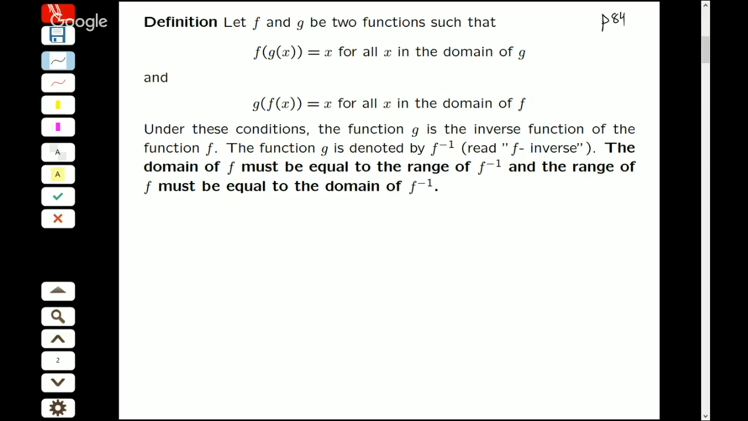So the definition says let f and g be 2 functions so that f of g of x equals x and g of f of x equals x. In other words, this is my f composed of g, and this is g composed of f. Under these conditions, the function g is the inverse of the function f. The function g is denoted by f inverse. So in other words, we say g is equal to f inverse. And the domain of f must be equal to the range of f inverse.